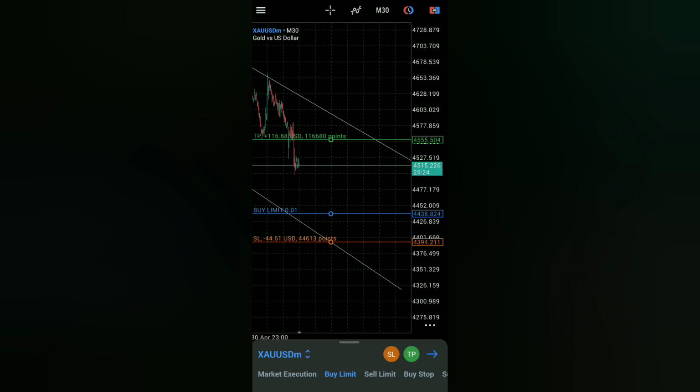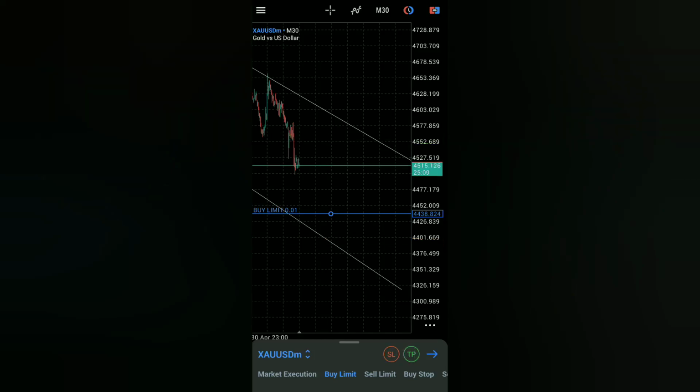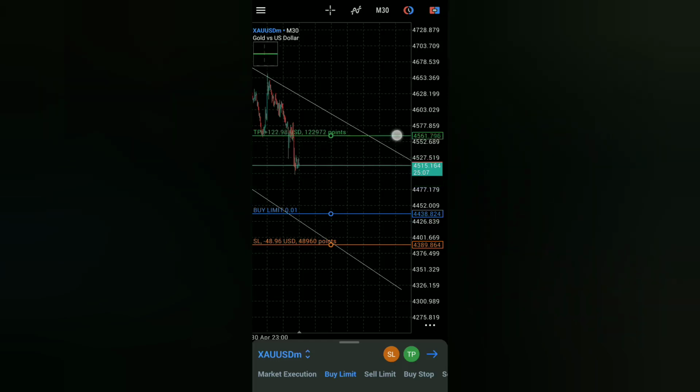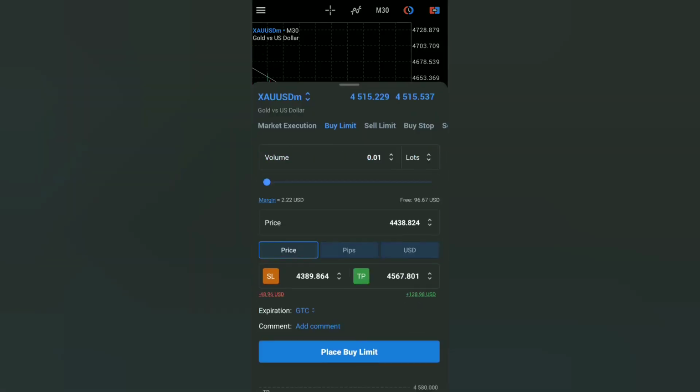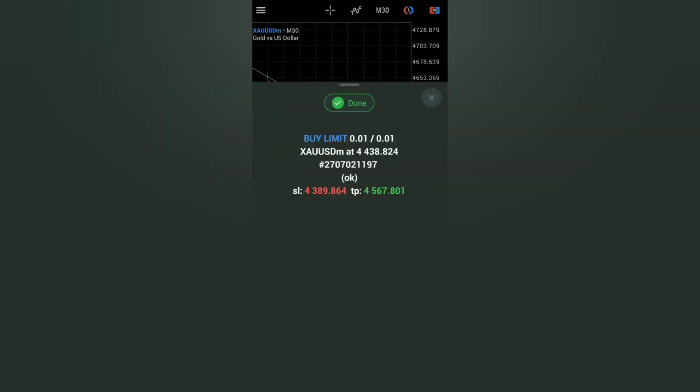That means if the candle keeps coming down to this minus $44, we are going to lose $44. But if it comes up to this $116, we are going to make what? $116. That is for a buy. So when I click it now, and click this down arrow, place buy limit.